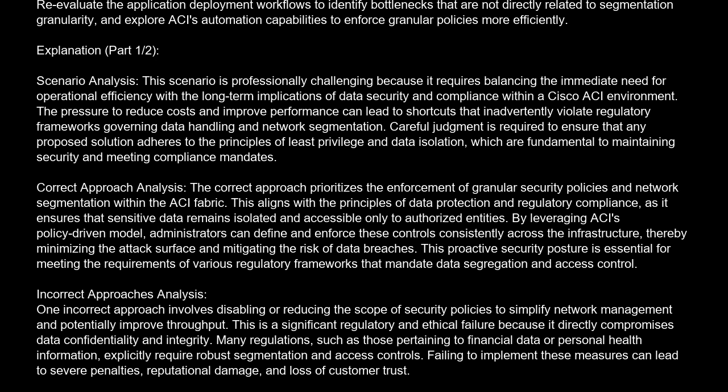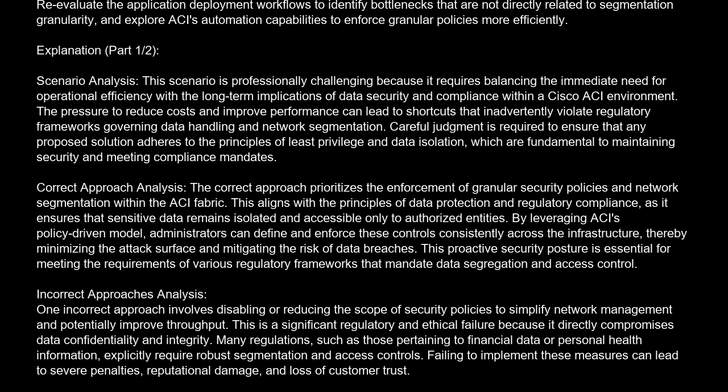Correct approach analysis. The correct approach prioritizes the enforcement of granular security policies and network segmentation within the ACI fabric. This aligns with the principles of data protection and regulatory compliance, as it ensures that sensitive data remains isolated and accessible only to authorized entities. By leveraging ACI's policy-driven model, administrators can define and enforce these controls consistently across the infrastructure, thereby minimizing the attack surface and mitigating the risk of data breaches. This proactive security posture is essential for meeting the requirements of various regulatory frameworks that mandate data segregation and access control.